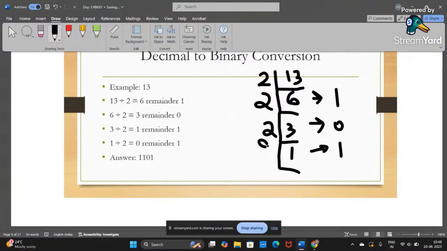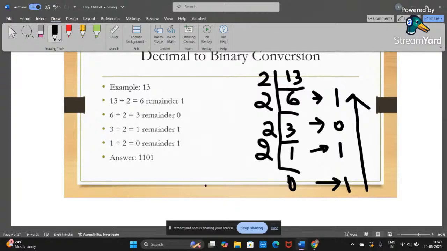Then 2 1s are... we cannot divide 1 by 2, so it is 0. And what is the remainder left out? We did not divide this 1, so we have to take it here. It is 1. Now you have to write the number from below to up.